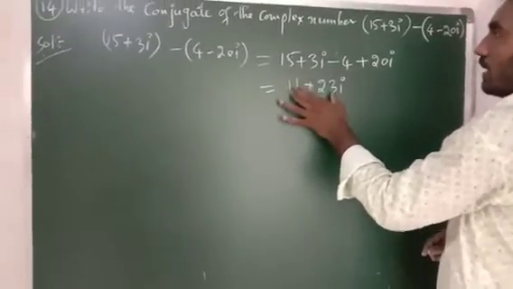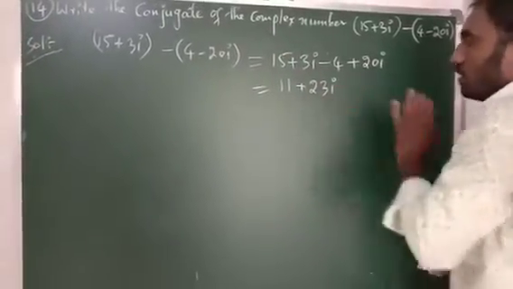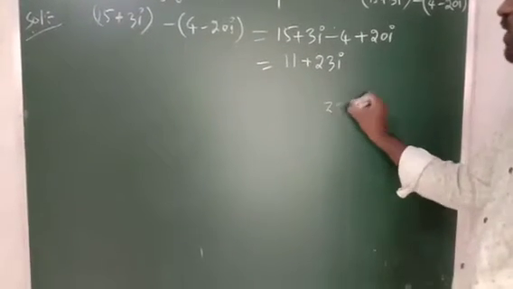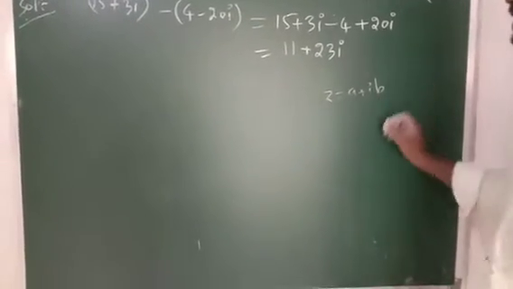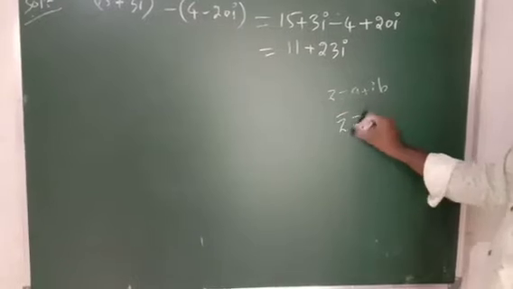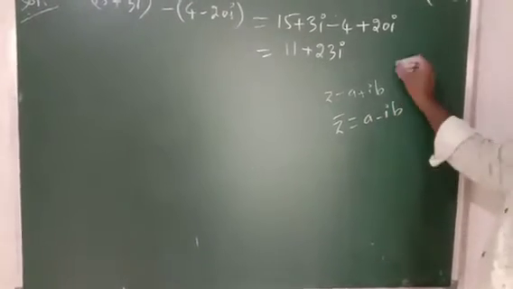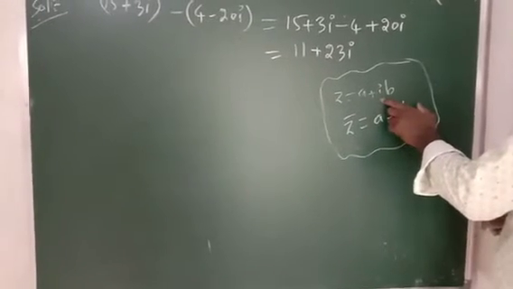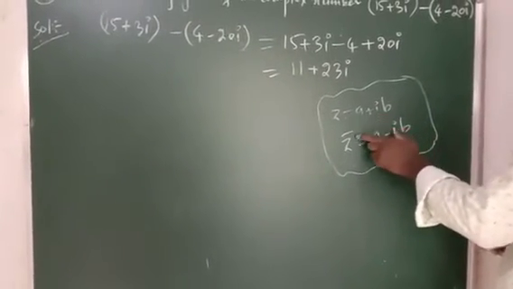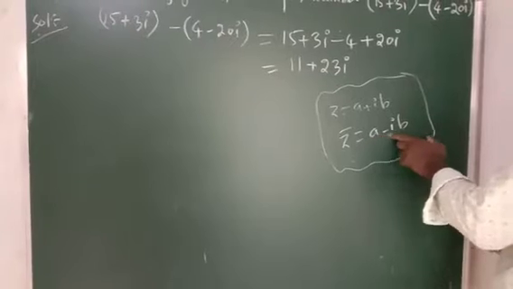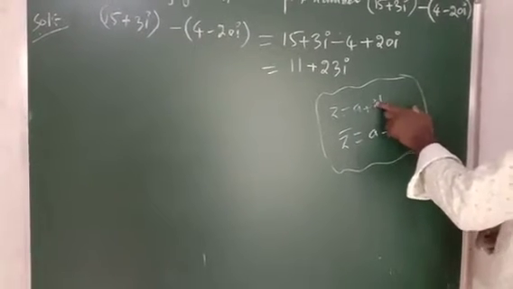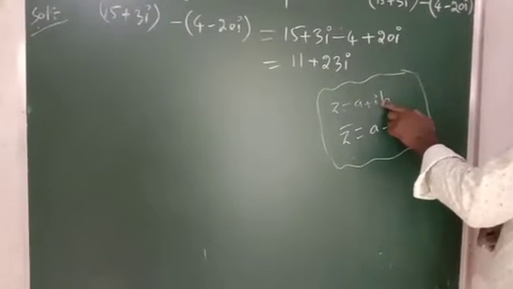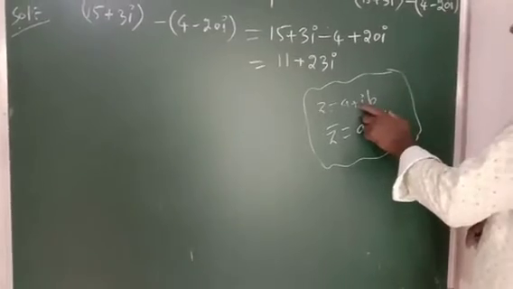Now we have to find the conjugate of the complex number. We know that if z equals a plus ib is the given complex number, then the conjugate is z bar equals a minus ib. You have to remember the formula. That means we have to change the sign of the imaginary part to find the conjugate.